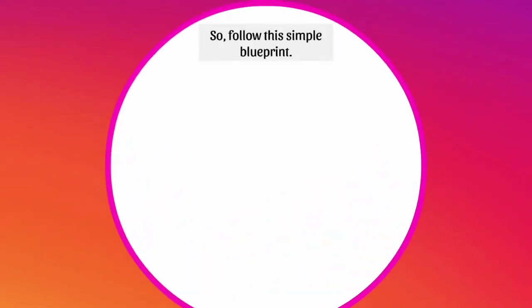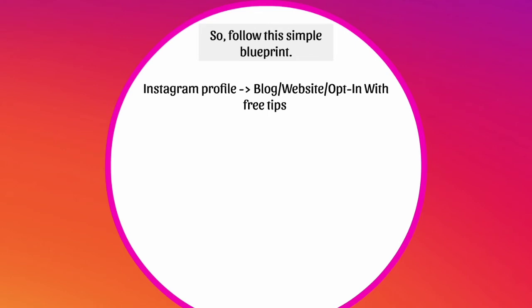So here's a basic blueprint that you can follow. From the Instagram profile, I recommend that you direct them to either a blog, your website, or an opt-in with free tips. So you're still trying to build their trust. They're still semi-cold traffic. If you send them to a blog with more content, more free information, then that's going to gain their trust. They're more likely to want more, right? Or if you're a brand, you can send them directly to your website and they can buy the products. But at the end of the day, you can use that.